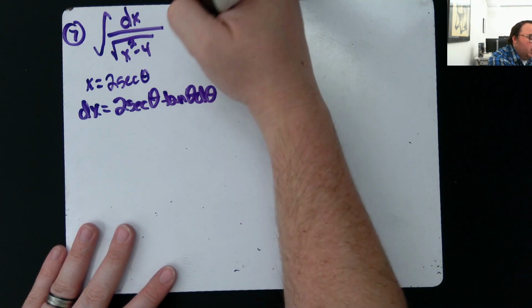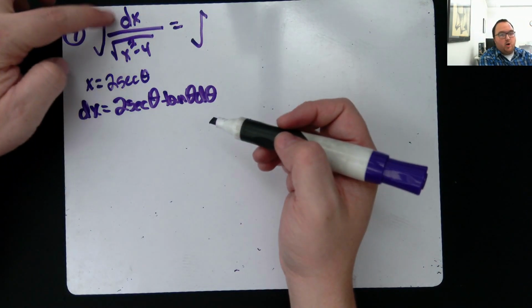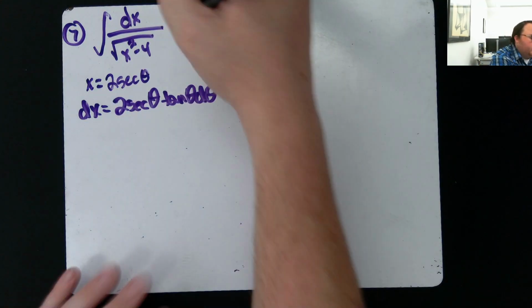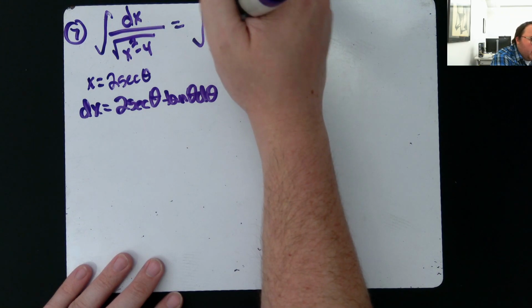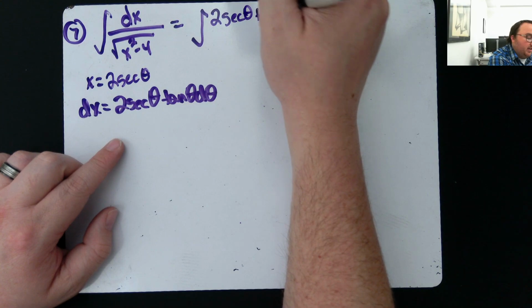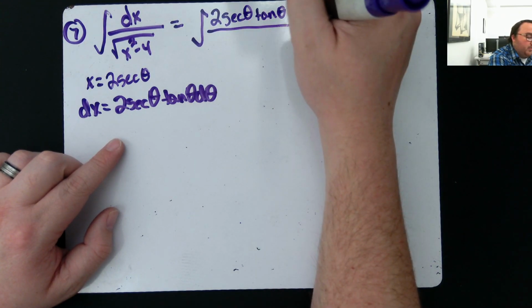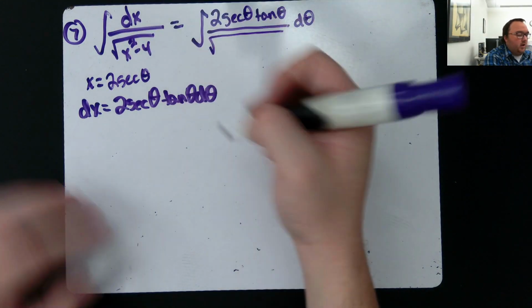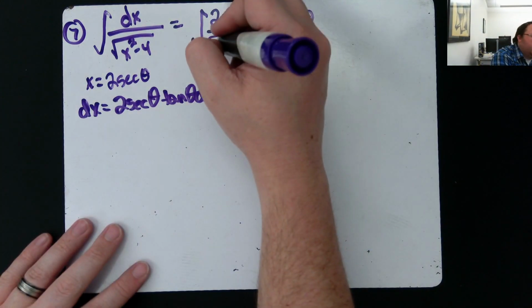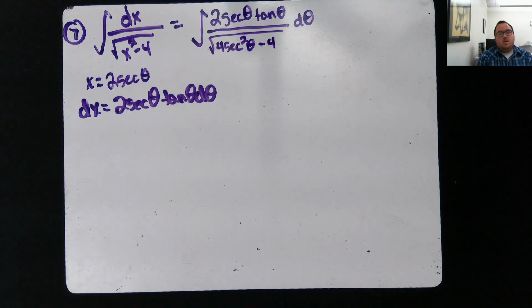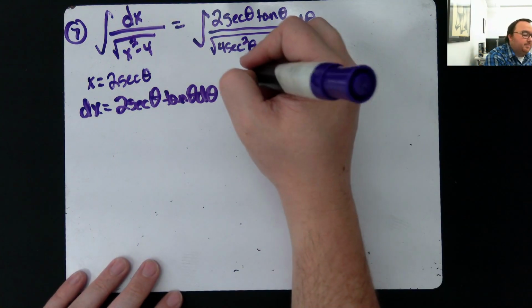So let's see what happens here. This is going to be equal to the integral. Remember, I could put a 1 on top and bring this outside, but I don't have to. I can just leave it there. It doesn't matter either way. dx we said was 2 secant theta tangent theta d theta, over square root of x squared, 2 squared is 4, secant squared, minus 4. Let's simplify this and see what happens. It'll probably work out really nicely.